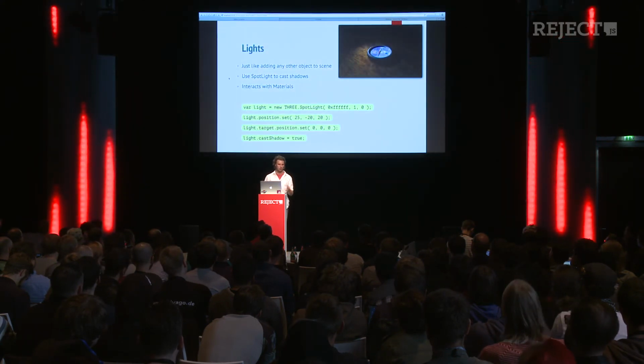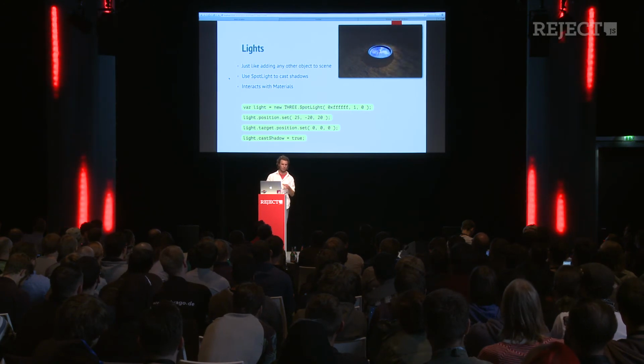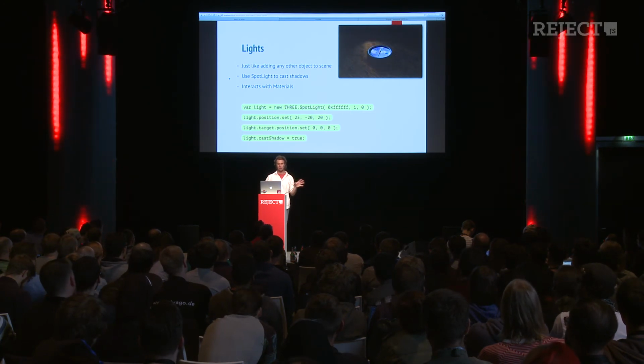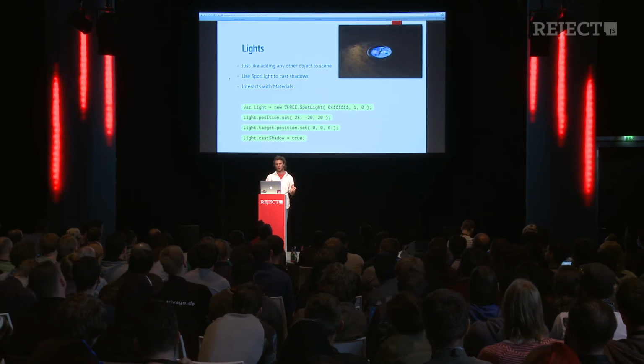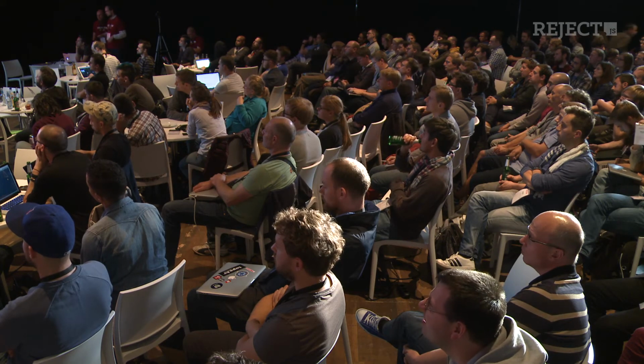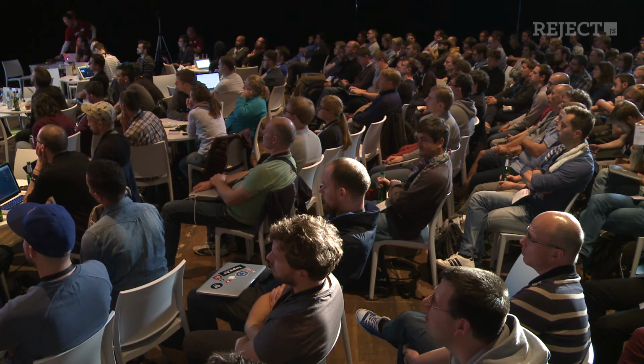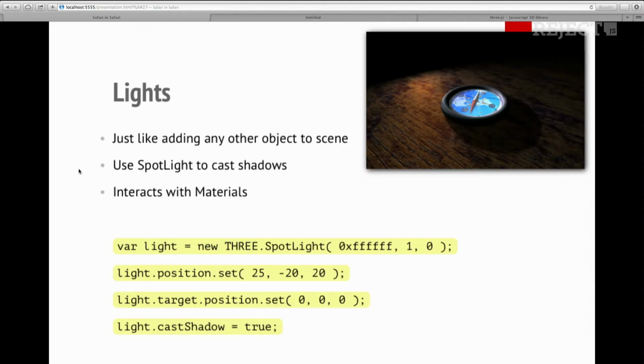This interacts with some materials, not all of them. So for example, the basic mesh material that I showed you, it doesn't care about lights. It just colors everything with one pixel. But on the other hand, the mesh Phong material, if you have no lights, you have no object. So they are quite important.